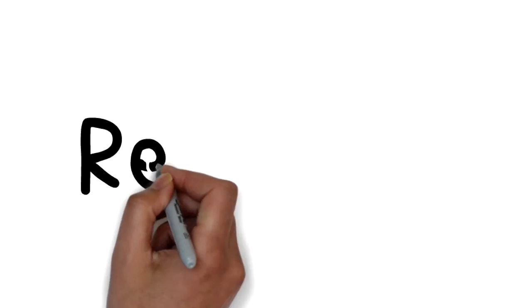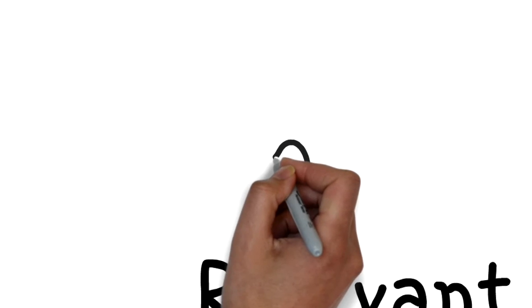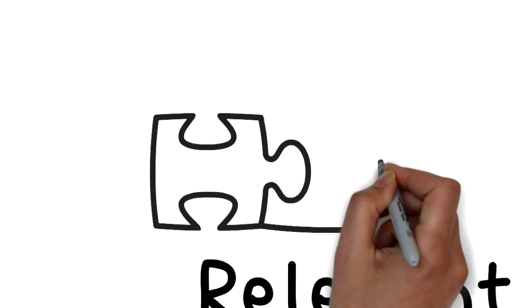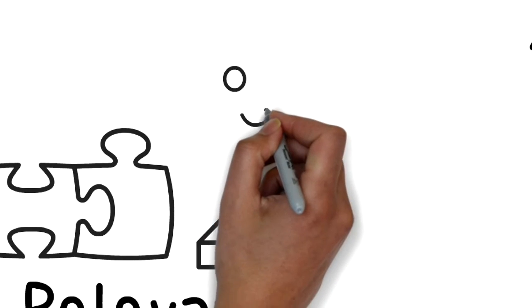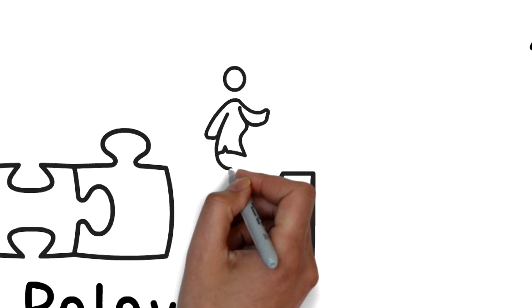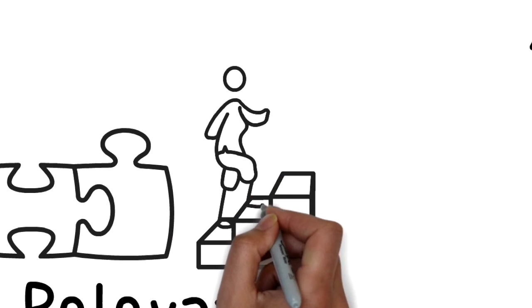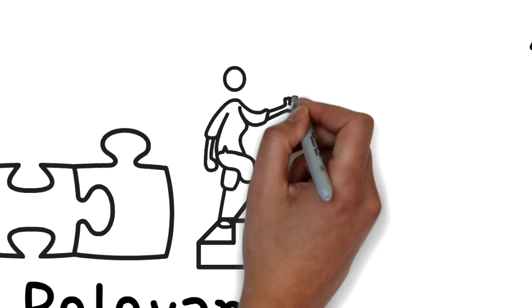R. Relevant. The task needs to be relevant to the vision of the team or organisation. Equally, the work also needs to be relevant to the person you are delegating to. Ensure the goal helps to progress towards the overall aim and that the person taking on the task is the best person for the job.